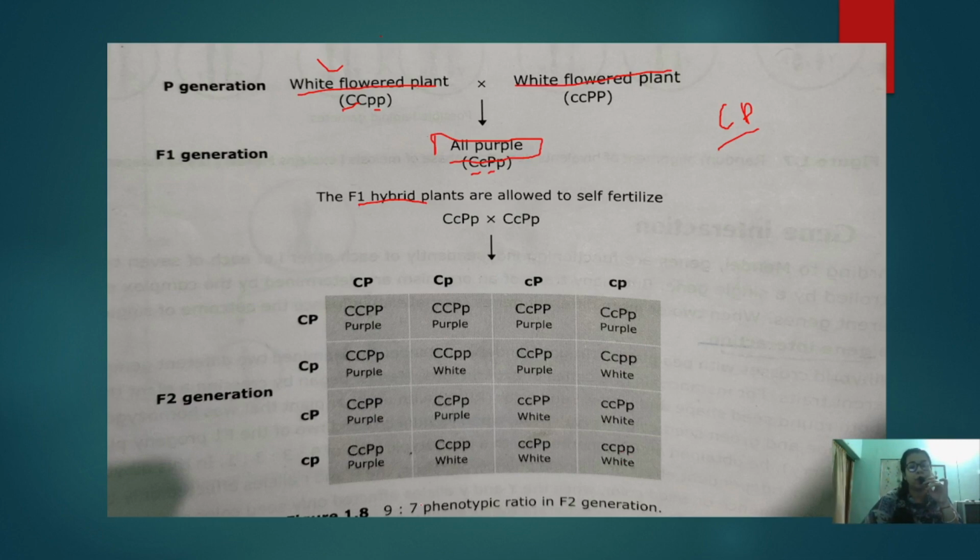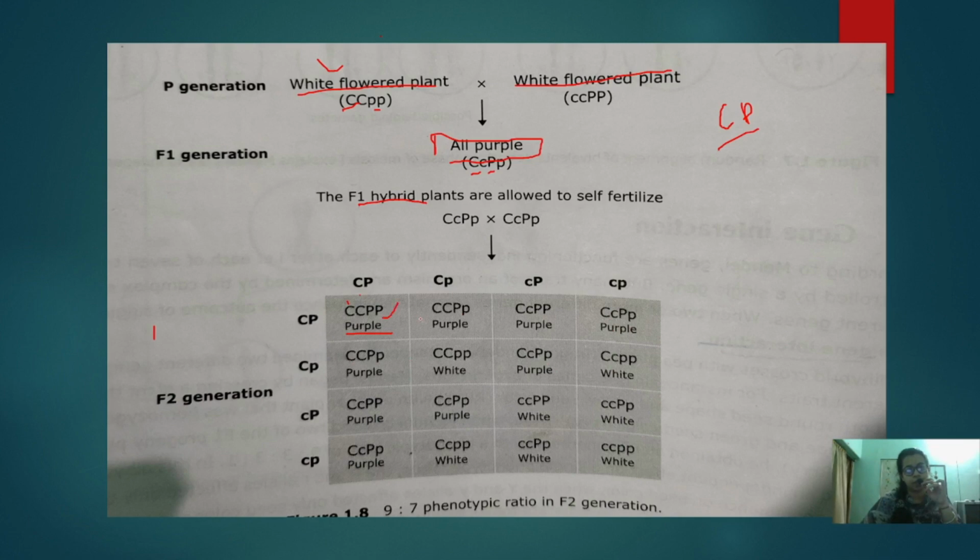What happened? We got a 9:7 ratio. What is the 9:7 ratio? That is 9 purple and 7 white. You can see wherever the capital C and capital P are present, the purple color flower will be produced. As you can see in this Punnett square, in the first, when capital C, capital P was crossed with each other, the purple color flower is produced because both are present.